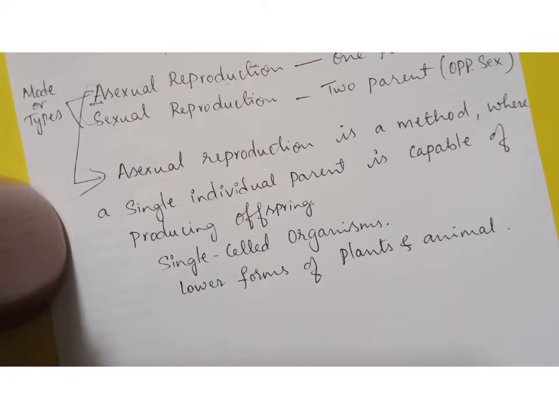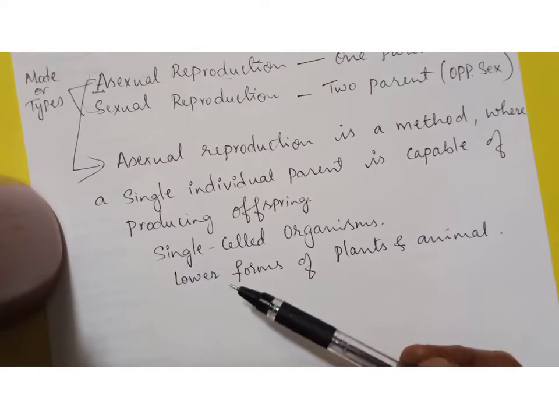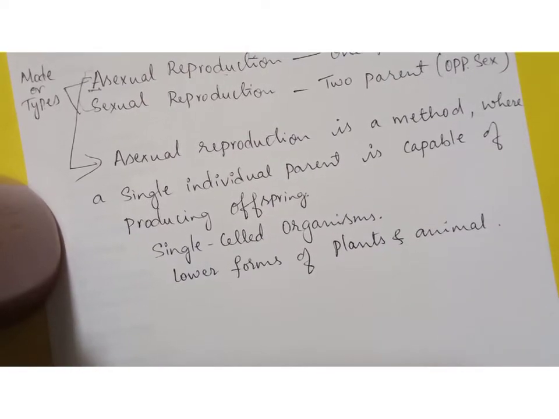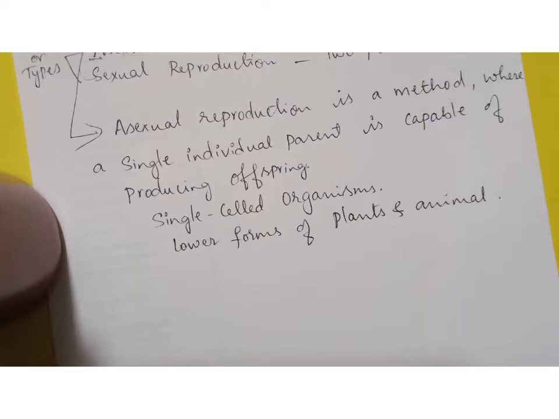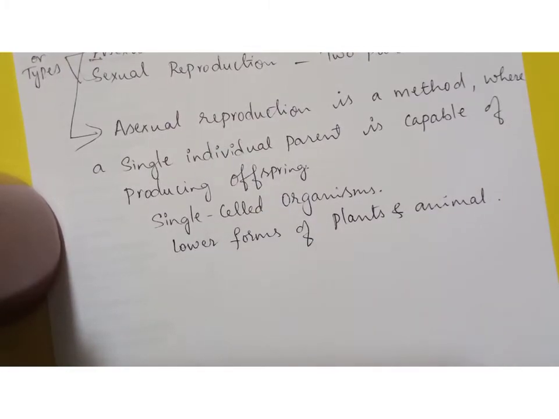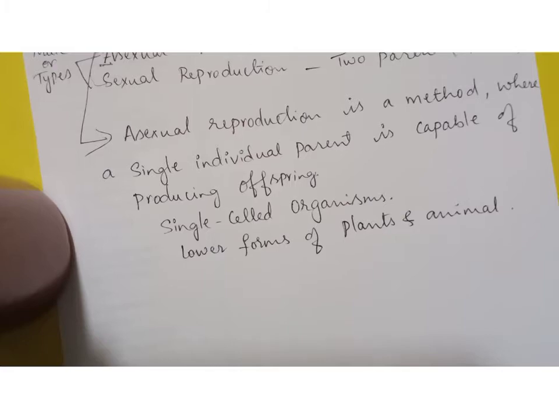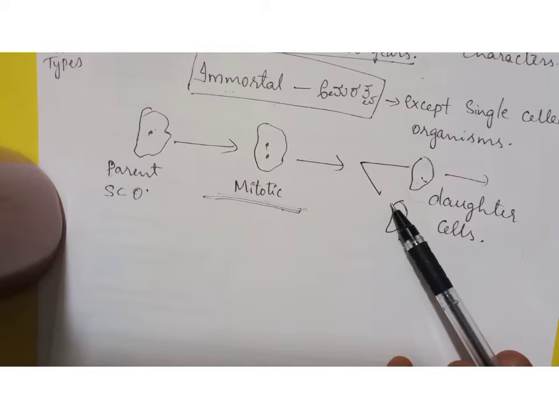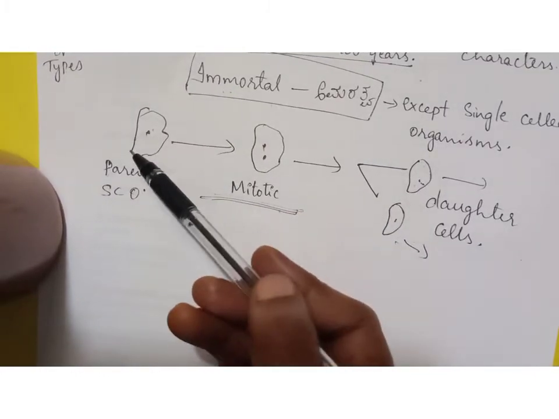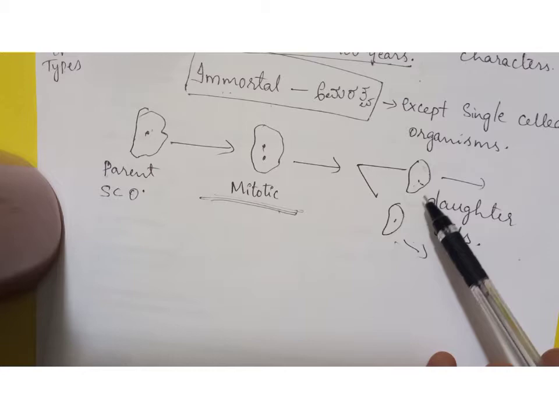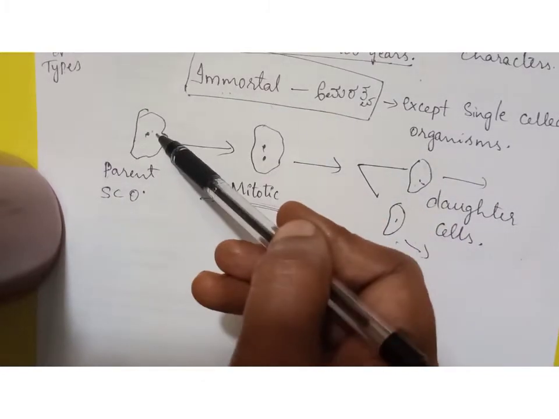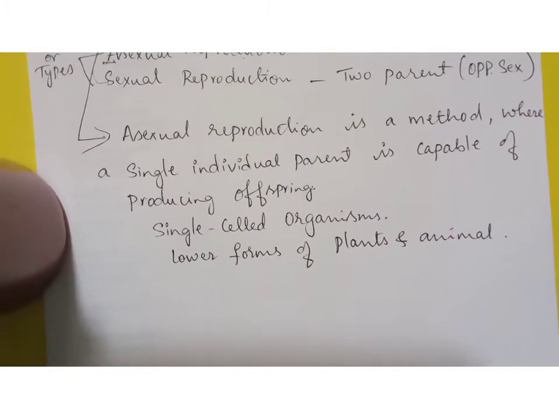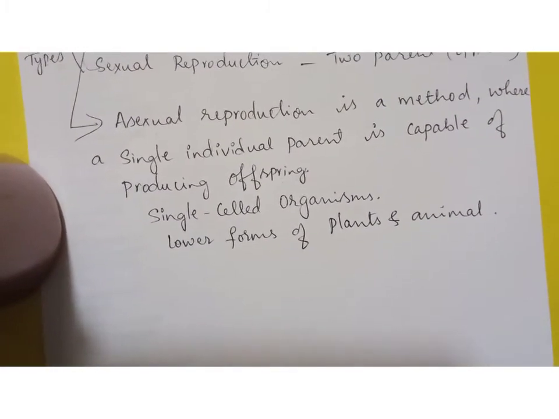The offsprings which are produced from asexual reproduction are not only identical to one another but are also exact copies of their parents. In the last video I explained this: a single celled organism divides into half, so each organism resembles and is identical to its parent. It is not merely identical, it is an exact copy of its parent.